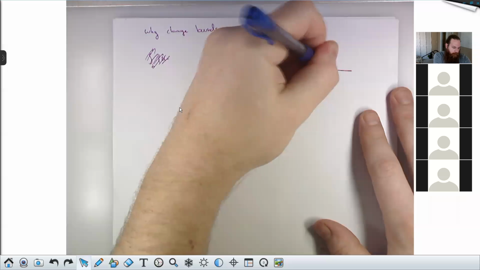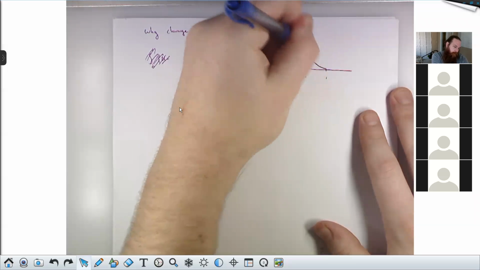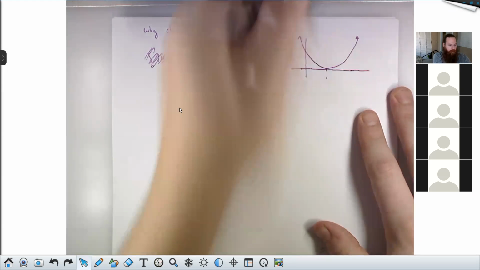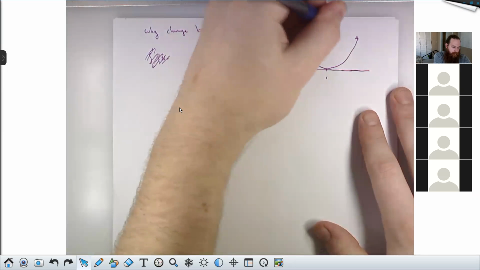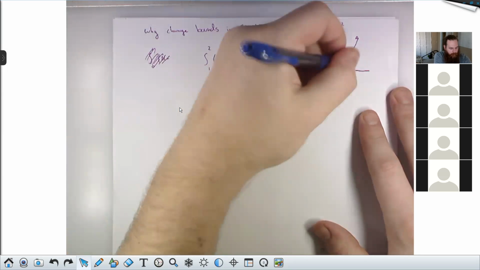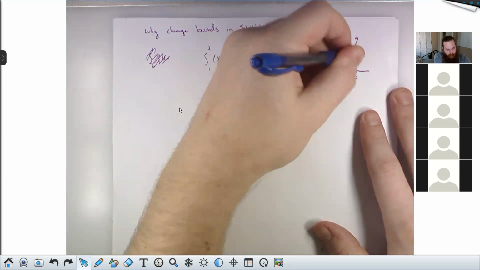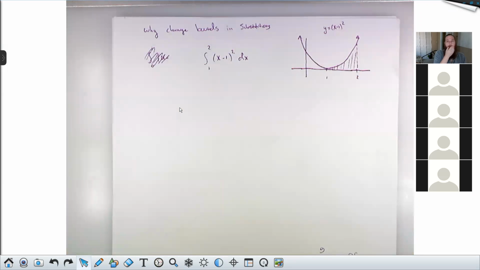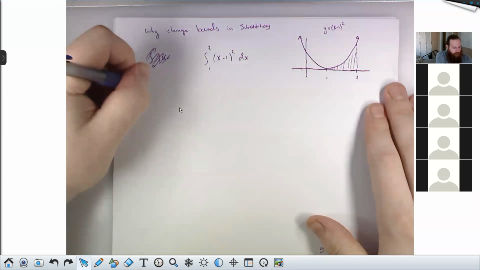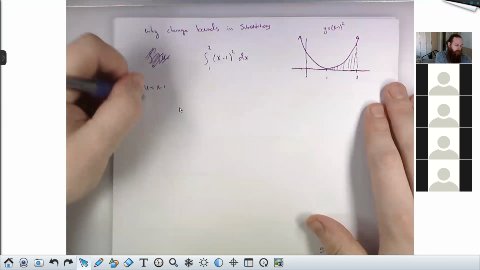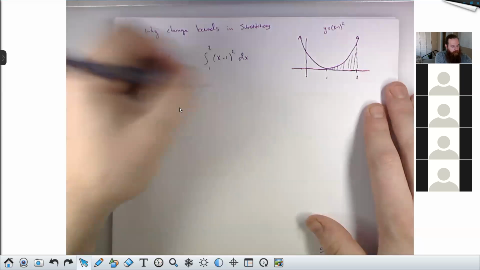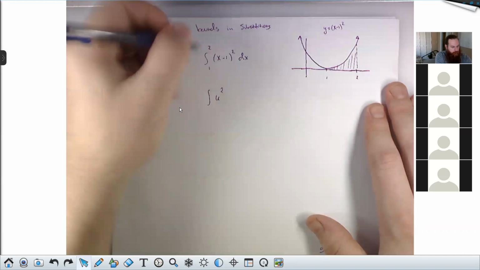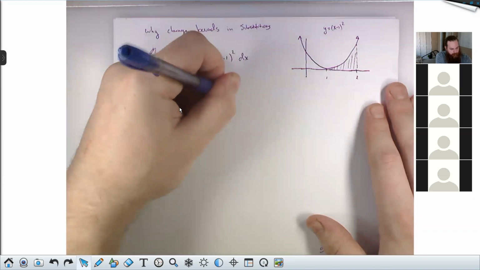Yeah, I know this is a little bit trivial, but just think along with me. Here's x minus 1 squared. And the region from 1 to 2 is this region. If I wanted to make the substitution u equals x minus 1, du is dx, this should be equal to the integral of just u squared, because u is x minus 1, du is dx. Okay, so nothing weird there.